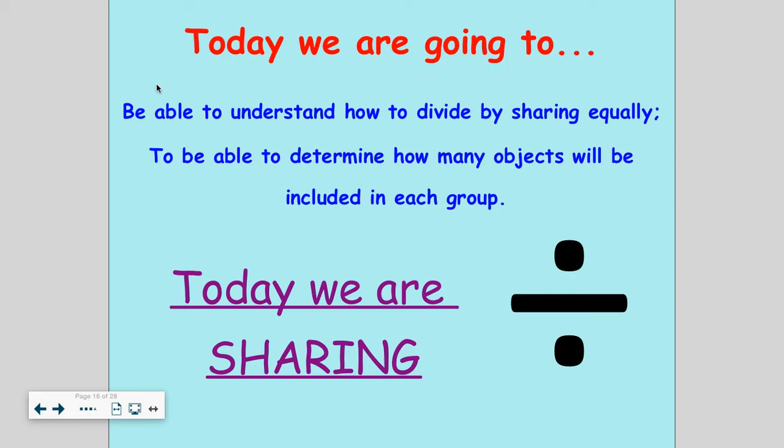Today, we're going to be able to understand how to divide by sharing equally. We're going to be able to determine how many objects will be in each group. Yesterday, we already knew how many things were in each group, and what we didn't know was how many groups we would have. But today we are sharing. That means we do know how many groups we have, but we're not sure how many things go into each group. Let's investigate to see what this means.